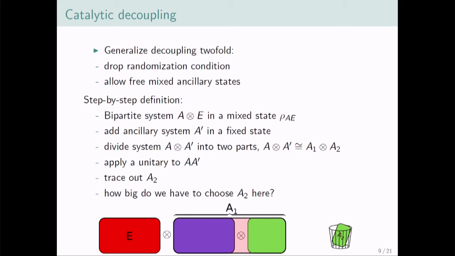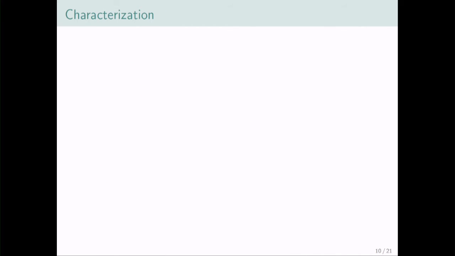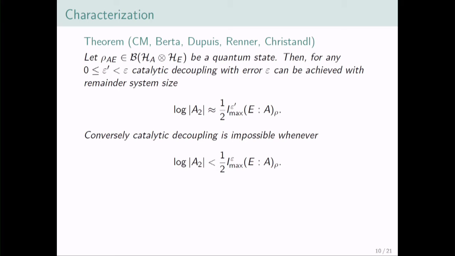Yeah, the question is, of course, how big do we have to choose A2 in this generalized case? This should be smaller than in the case of regular decoupling, because we have relaxed the conditions. We have given ourselves more opportunities in what kind of operations to apply by appending this ancilla, and we have dropped this condition of randomization. So this new paradigm can be completely characterized now, and that's what we've done.